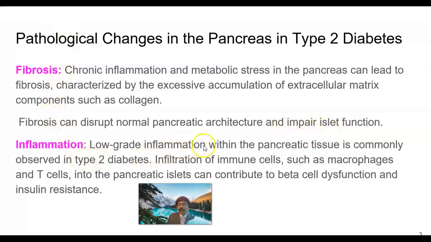Inflammation. Low-grade inflammation within the pancreatic tissue is commonly observed in type 2 diabetes. Infiltration of immune cells such as macrophages and T cells into the pancreatic islets can contribute to beta cell dysfunction and insulin resistance.